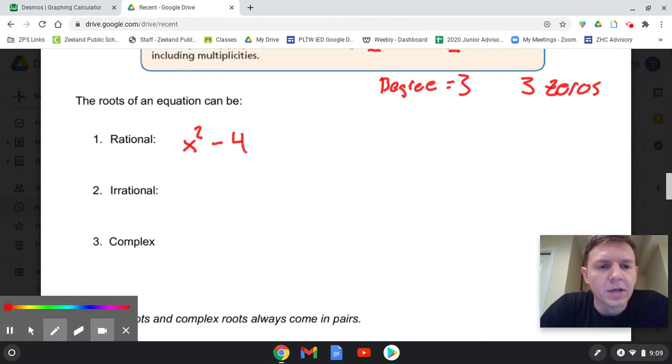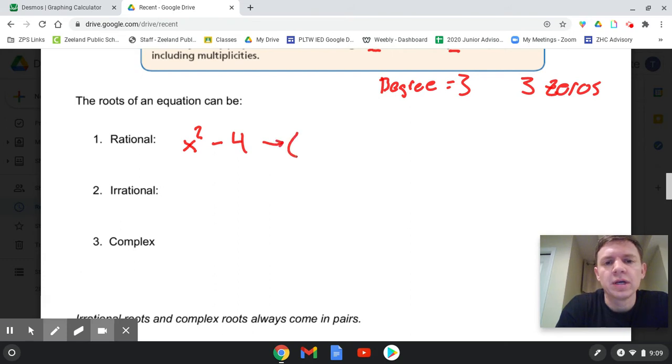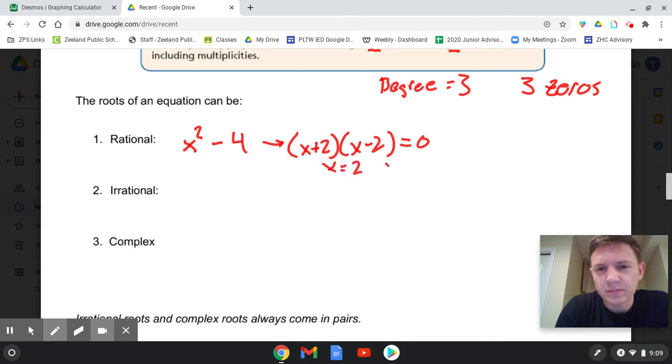All right. And there's 3 types of zeros: rational, irrational, or complex. So for example, I'll stick with the x squared minus 4. Those would be rational. You know that factors to (x plus 2)(x minus 2), difference of 2 squares, right? And if we set this whole equation equal to 0, we're going to get x equals 2, x equals -2.